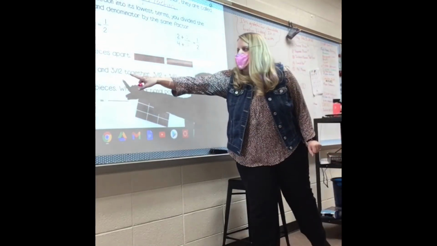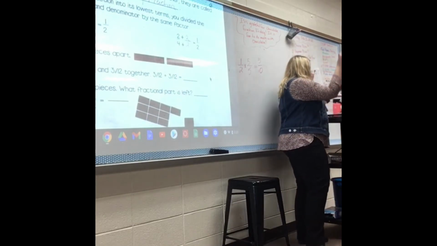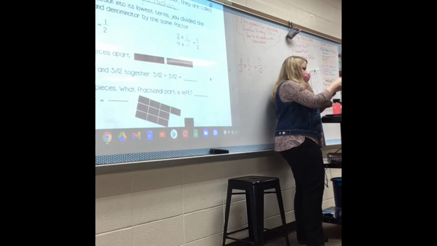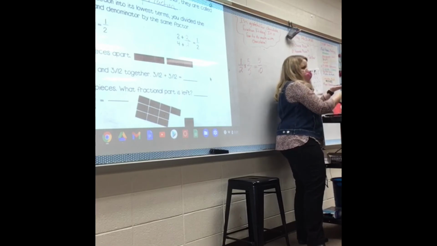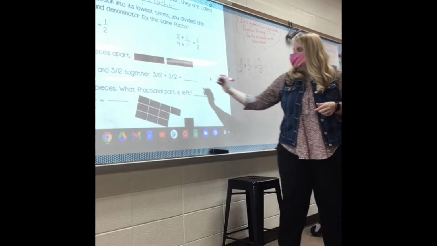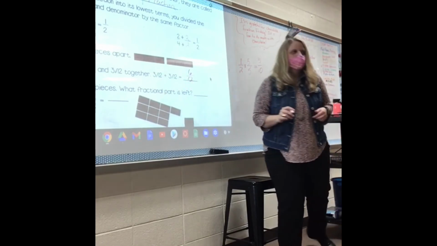Put 3/12 and 3/12 together. What do you get? Let's try. Ready? 1/12, 2/12, 3/12, 4/12, 5/12, 6/12. Okay. So 3/12 plus 3/12 is 6/12.